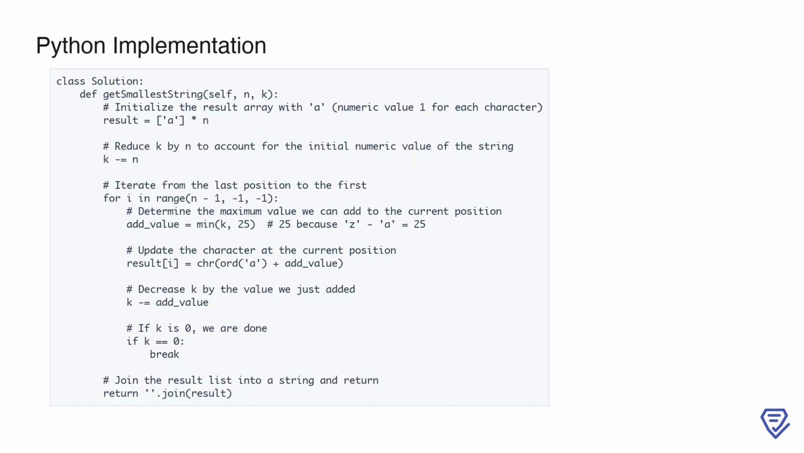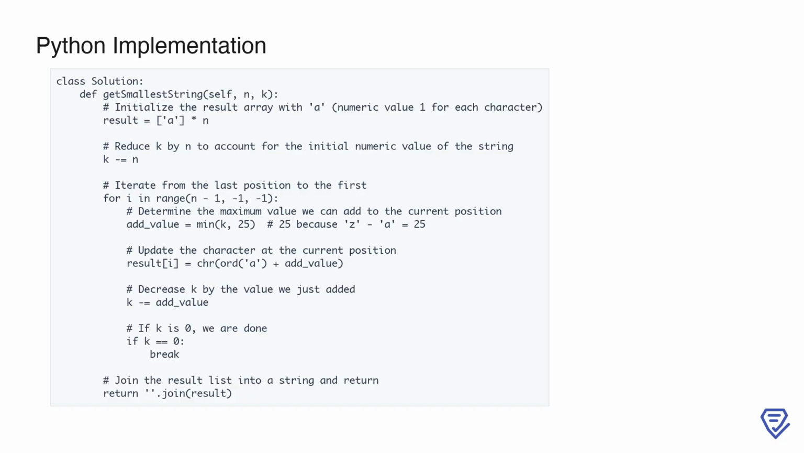The problem requires us to construct the lexicographically smallest string of length n with a numeric value of k. Here's how the solution works. 1. Initialization. We start by creating a list result of size n filled with the character a. This is because the smallest lexicographical string consists of all a characters, and each a contributes 1 to the numeric value. We then decrease k by n to adjust for the initial numeric value contributed by these a characters.